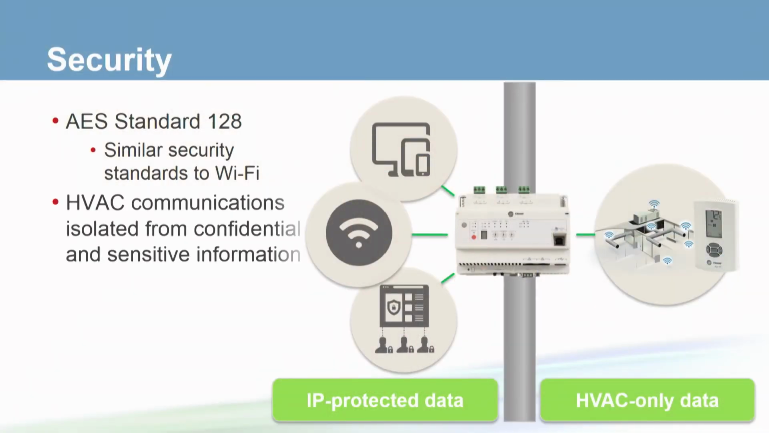This keeps HVAC communications isolated from confidential and sensitive information. Hacking into this system would require a Zigbee radio. These radios are not as common as Wi-Fi or Bluetooth and cannot be used to communicate to business systems, but only to other BACnet or Zigbee devices.